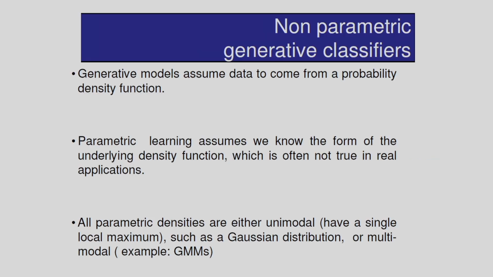In case of the generative models, we assume that the data come from a probability density function. That means we have this information, the probability of x given Wj, for the generative models. But sometimes this density information is not available. So we have to estimate the density. How to estimate the density? I will explain these two techniques: the Parzen window technique and the k nearest neighbor technique.